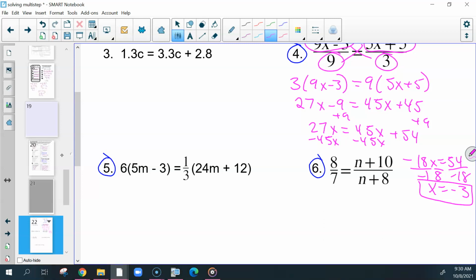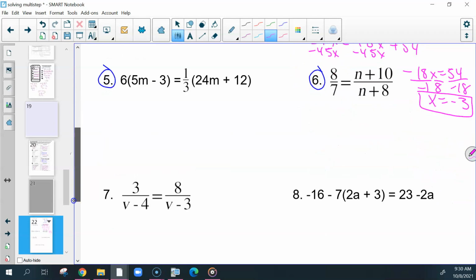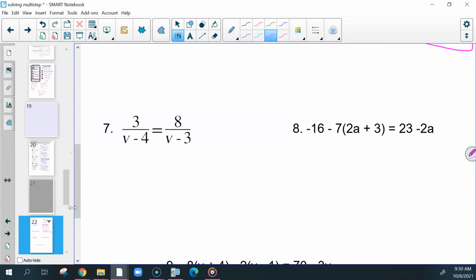Question. If, for example, the denominator was in the numerator, will it be the same thing? I'm not sure I understand your question. Give me an example. Like number 7. So you mean if the variable is in the denominator? Yes, as long as you have a fraction equal another fraction, you cross multiply.